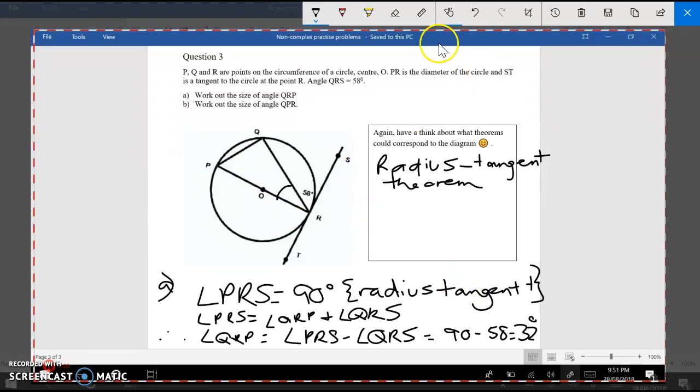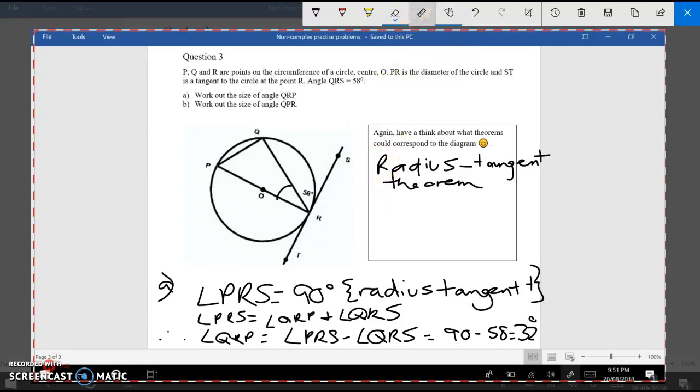Not that bad, is it? So how did we do it? Well, we thought about what pieces of information we have: radiuses, tangents, semicircles. And then we thought, what actually relates to this specific question, this specific angle, angle QRP? Right there at R is that little radius and that little tangent. So probably something to do with that. Radius tangent theorem it is.